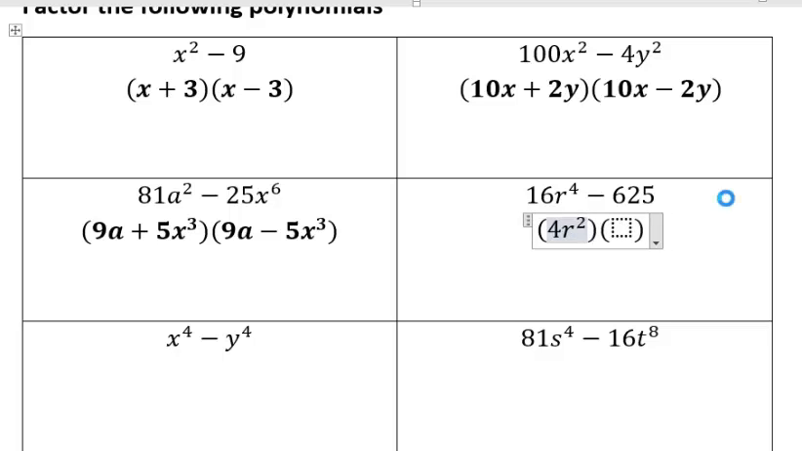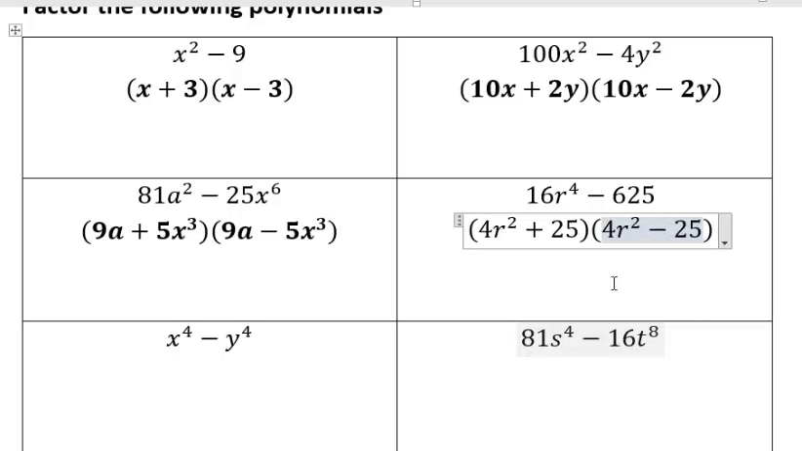Okay, I'm going to put it with plus. Square root of 625 is 25. So I put these things with plus, and I'm going to copy them again, but this time I'm going to copy them with a minus. Okay, and here's the trick.